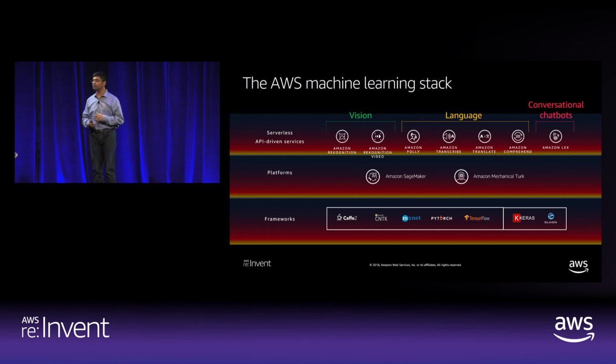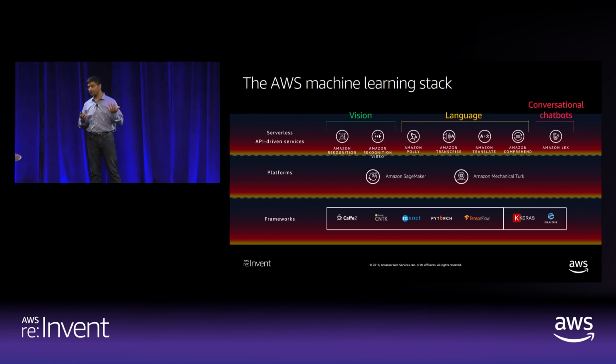You have services that deal with vision, such as Rekognition Image and Rekognition Video. You have services that deal with language processing, such as Polly, which is text to speech, Transcribe, which is speech to text, and Translate, as the name suggests, can convert between languages, and Comprehend, which can make sense of natural language, identify sentiments, keywords, phrases, and topics, as well as chatbots, which will give you the same kind of conversational experience as you might have experienced with the Echo, Amazon Alexa family of devices.